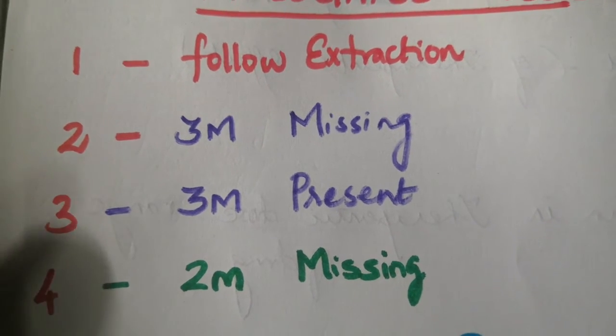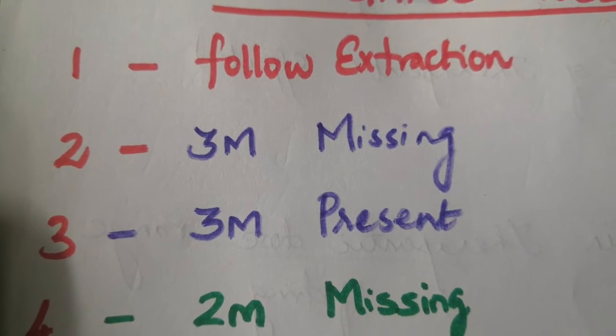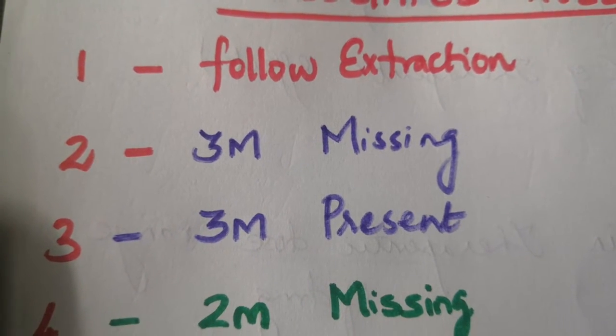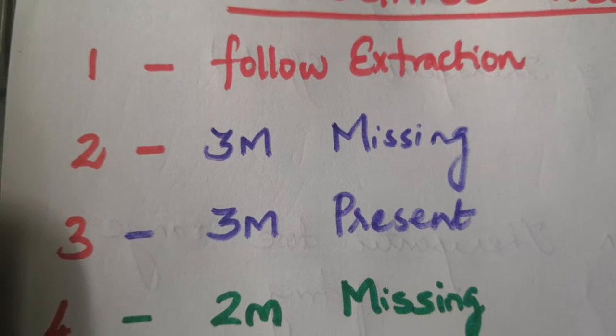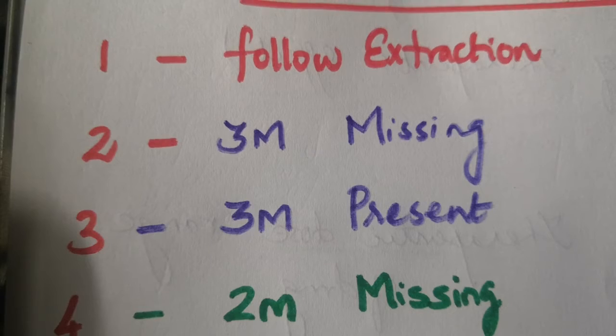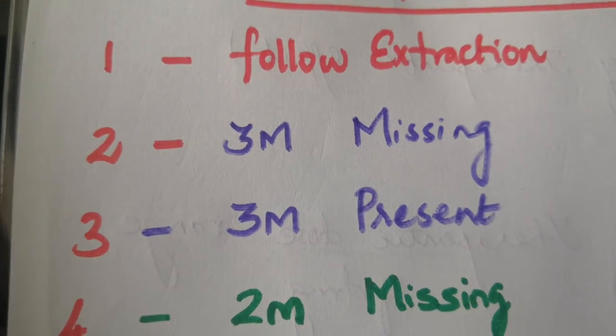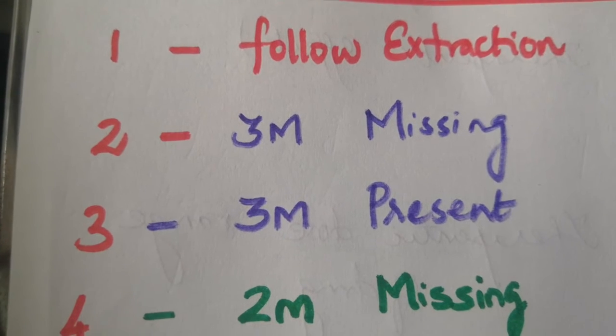Then the key word I told for rule 2 is 3M missing. What is the thing? 3M means third molar. If the third molar is missing, it's not to be replaced. It is not considered in the classification. The third molar is missing, we are not replacing it, then it is not considered in the classification.